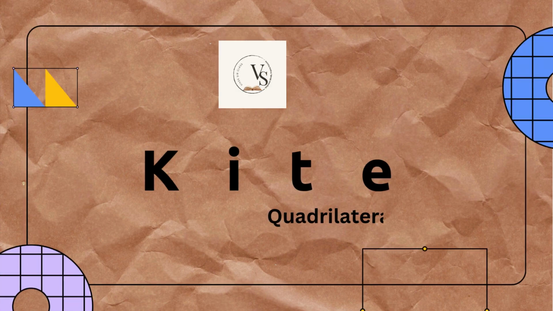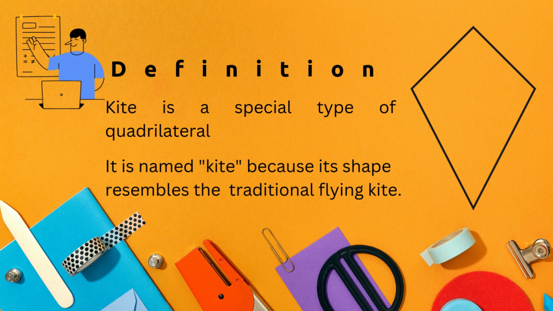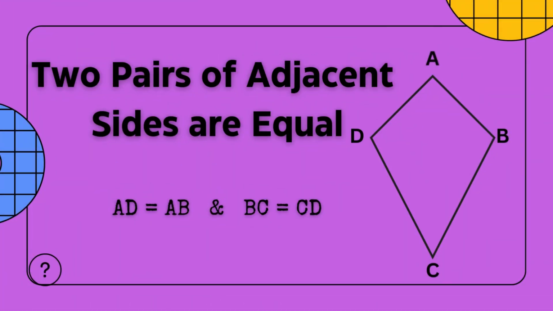Kite. Quadrilateral. Definition. Kite is a special type of quadrilateral. It is named kite because its shape resembles the traditional flying kite. Two pairs of adjacent sides are equal.